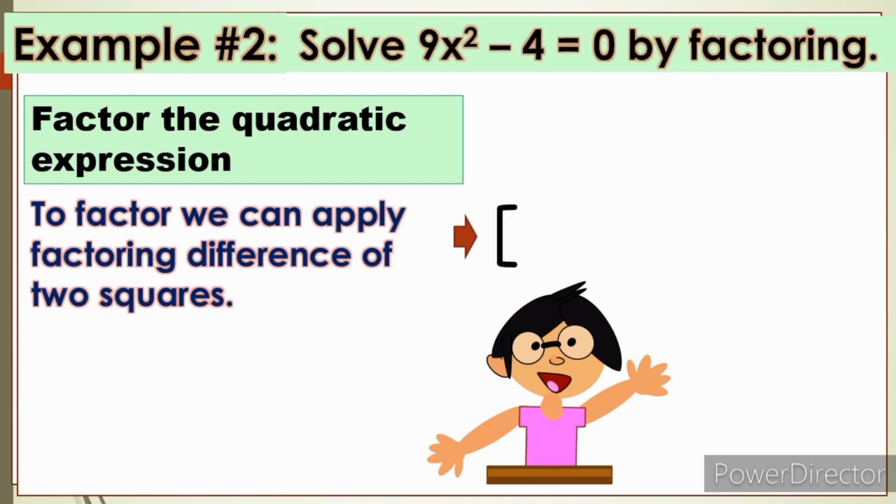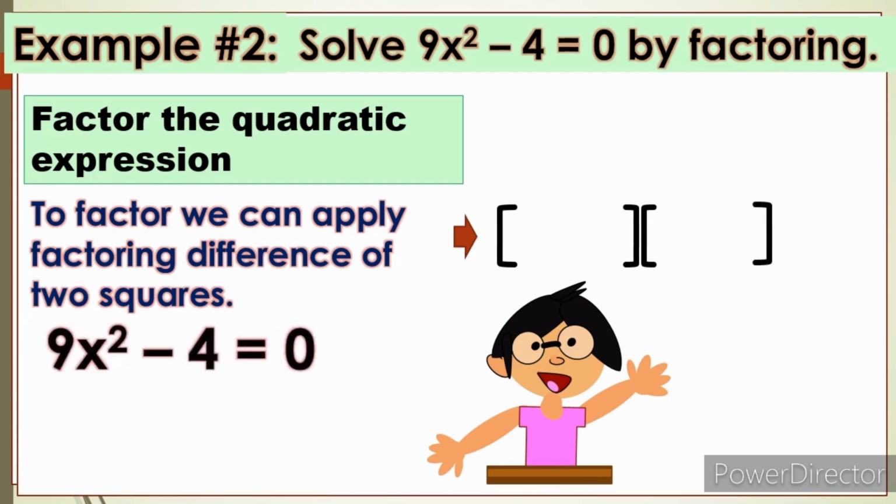Now we can factor the quadratic expression. To factor, we can apply factoring of the difference of two squares, since if you observe the quadratic equation, the first term is a perfect square, the last term is also a perfect square, and the middle term is negative. So we can apply the factoring of the difference of two squares. The resulting product is the sum and difference of two squares.